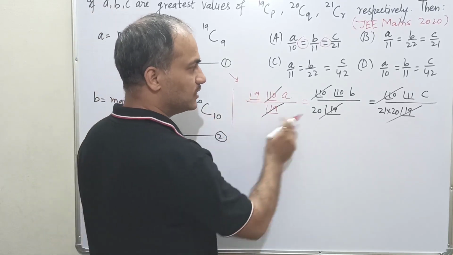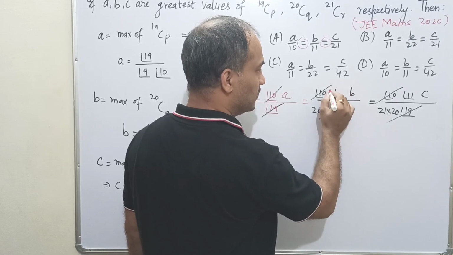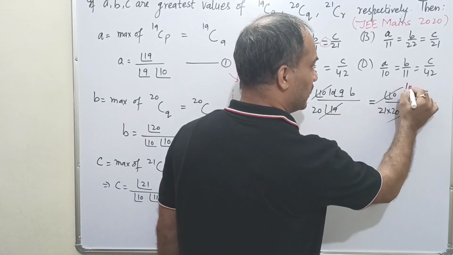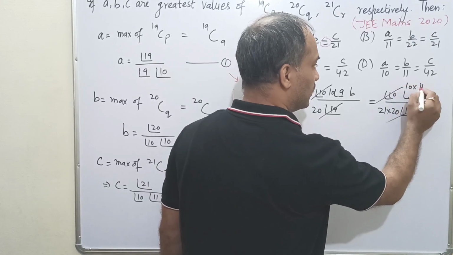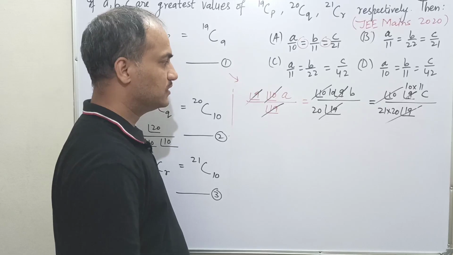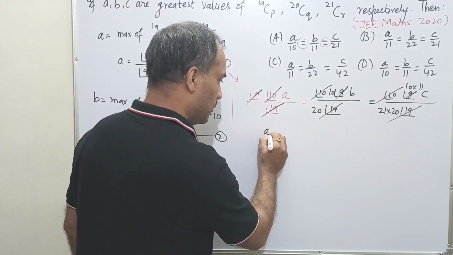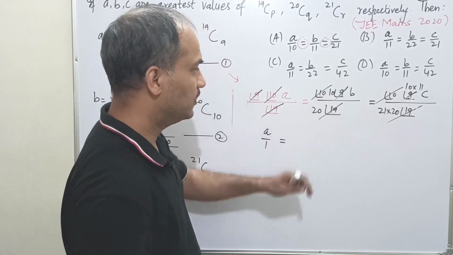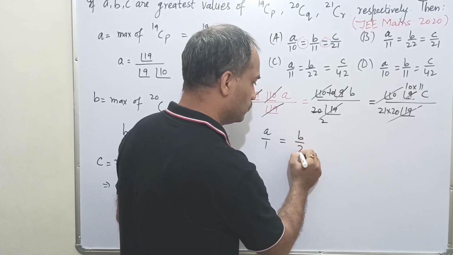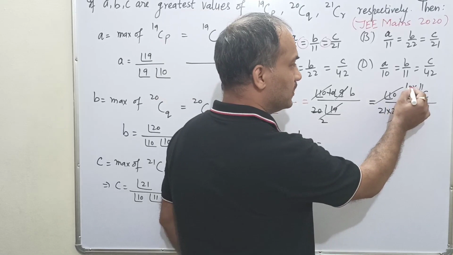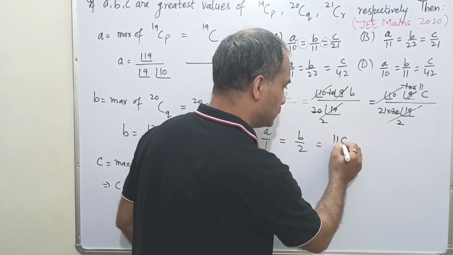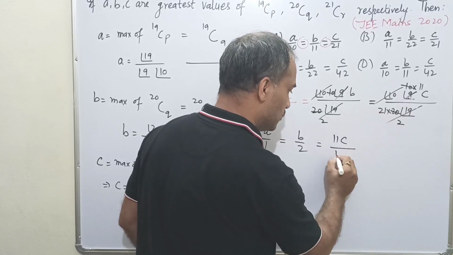Similarly here factorial 9 is there, so this 10 can be written as 10 into factorial 9. This can be written as 10 into 11 into factorial 9. Okay, so 9 and 9 cancel. So what is left? A upon 1. So what is left here? 10 2s are 20, so it is b by 2. Here 10 2s are 20, so 11 upon 11c upon 21 2s are 42.